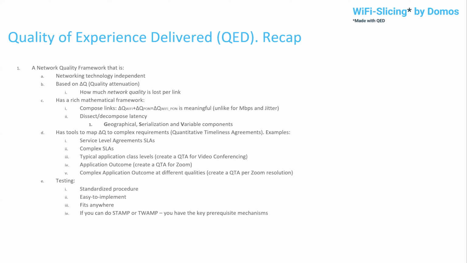There's also a lot of tools around quality attenuation and mapping that to requirements and complex requirements. So from simple service level agreements to very complex ones. And then you can also do application class. So you can make a QTA, as it's called in the framework, for video conferencing, for example. And you can make one that is even more complicated and detailed for Zoom. And since Zoom has many different quality levels, you can even make different QTAs for different quality levels of Zoom. So it gives us the mathematical framework to move towards understanding the application outcome.